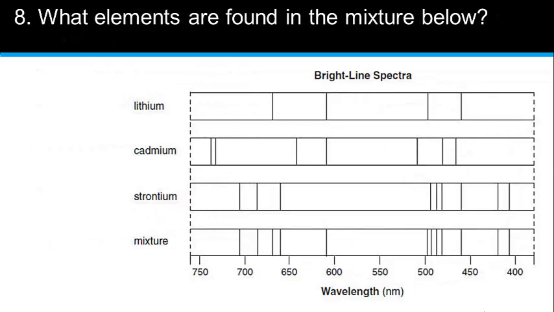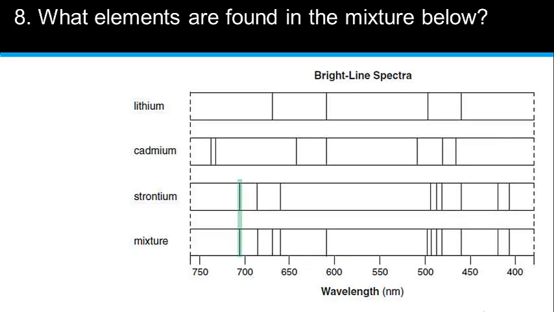So an application of the Bohr model is bright line spectra. Every single element has its own unique fingerprint of light. Here we can see lithium, cadmium, strontium. They've got different fingerprints of light where that atom absorbs and releases energy. So I could take the light from, say, a star and analyze that light and determine what elements are being burned by that star. The way that we want to do this, we need to compare the mixture to the known bright line spectra.